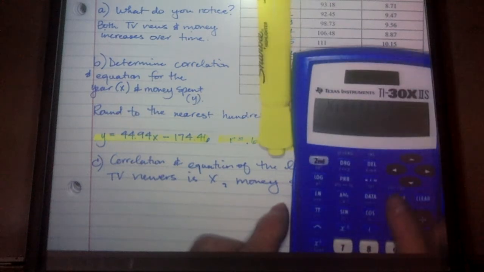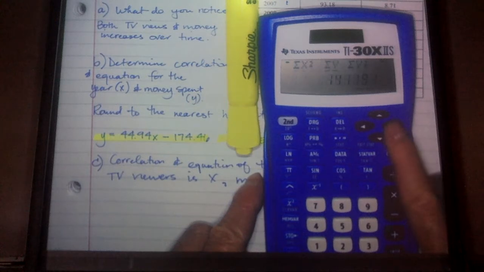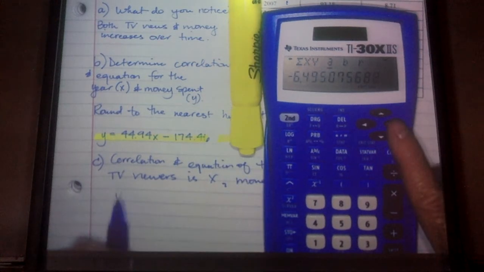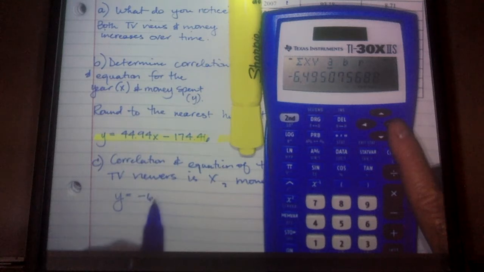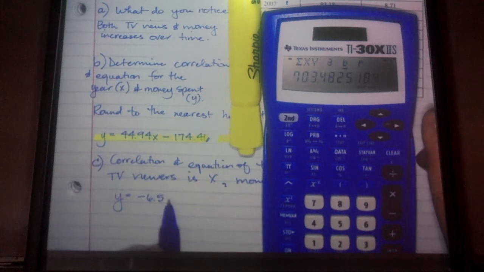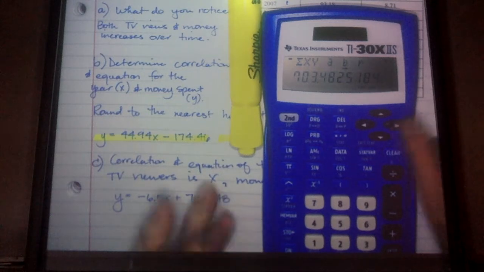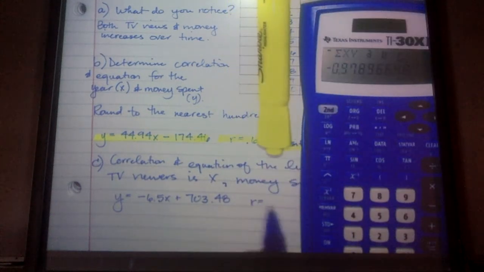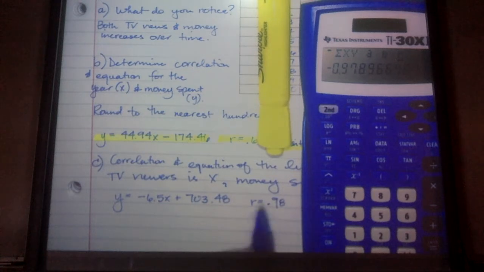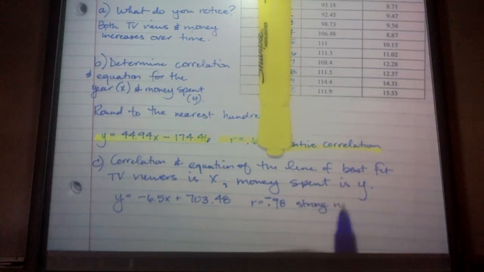Okay, now I'm going to calculate, scan all the way over. This time I have a negative slope, so negative 6. If I round this, it becomes 6.5. Wait. X plus 703.48 and R, negative 0.98. This is a very strong negative correlation.